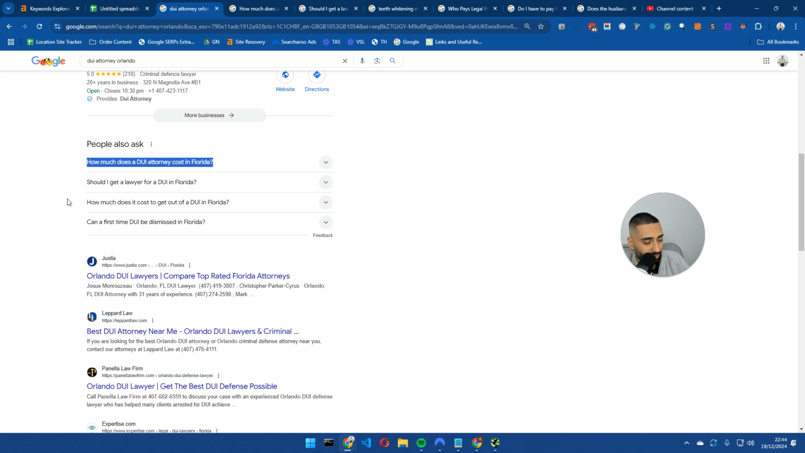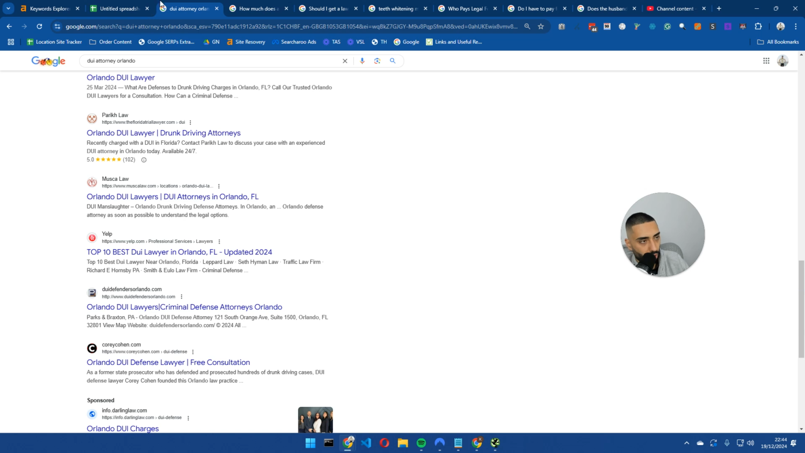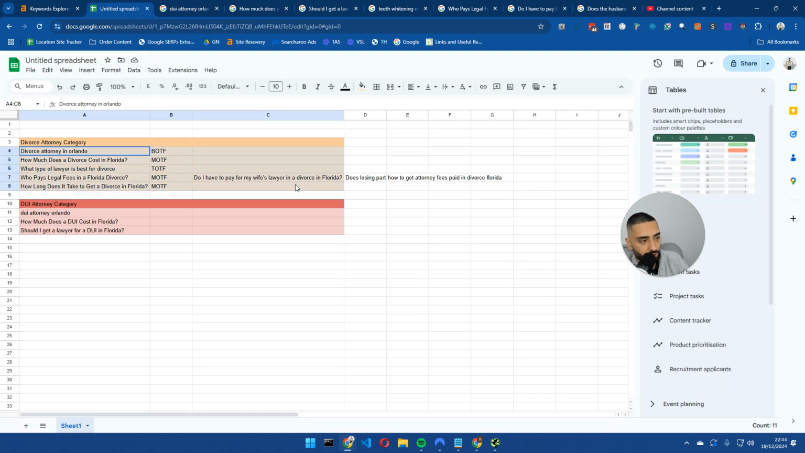And again, as a rule of thumb, a lot of websites don't even create any of these blog articles. Literally all they'll do is they will have the divorce attorney in Orlando, DUI attorney in Orlando, immigration attorney Orlando, right? They will literally just have the main seed pages and they won't have any supporting articles.